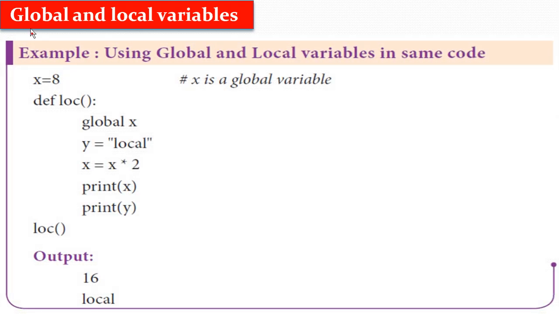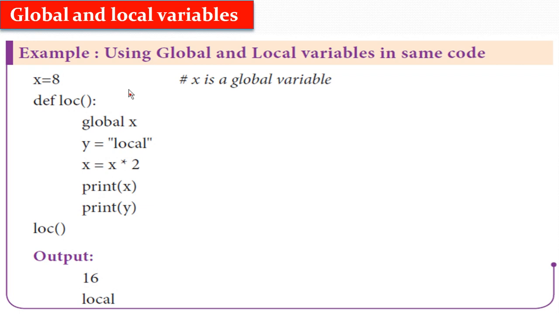Next, we are going to see that we can use both global and local variables inside the same program. Here is an example using global and local variables in the same code. Same code means same program.